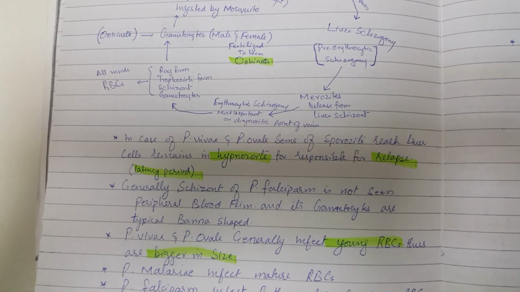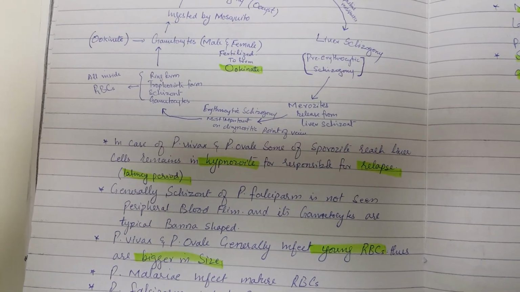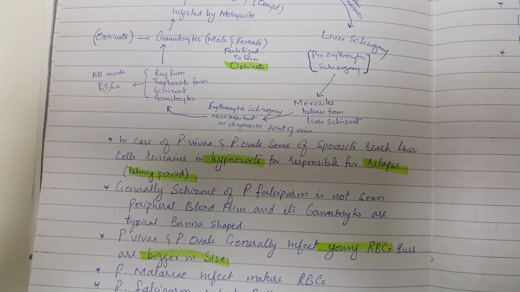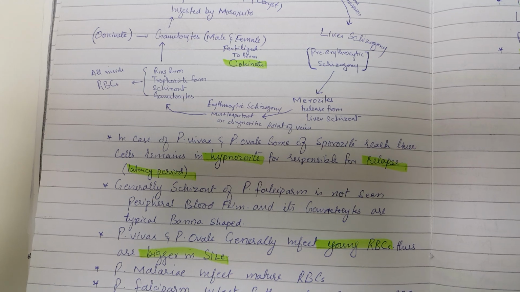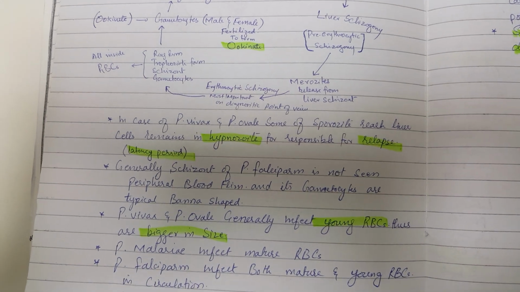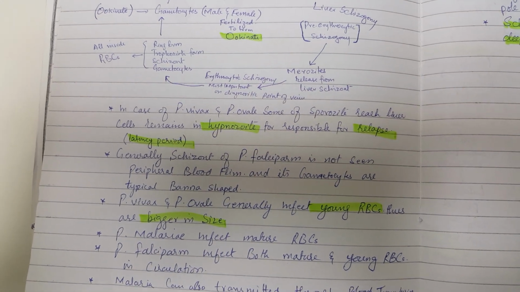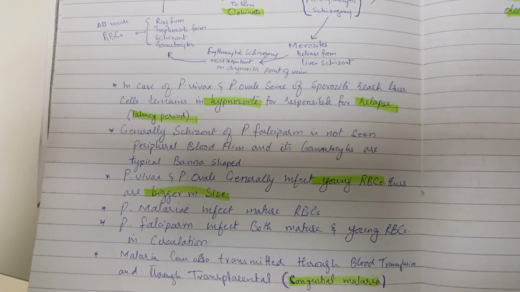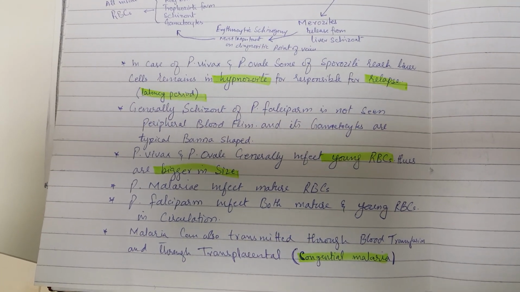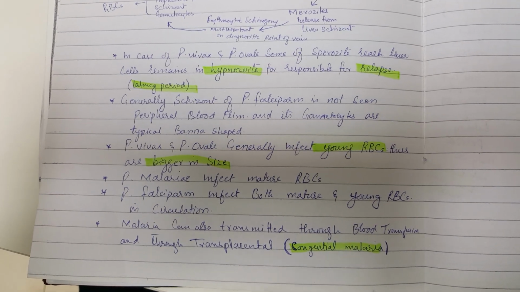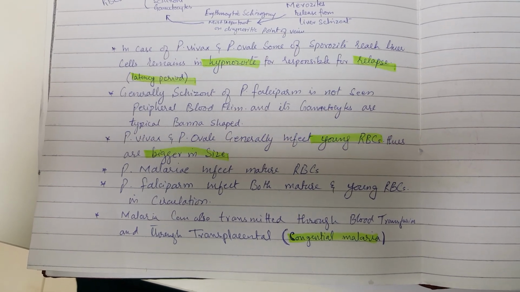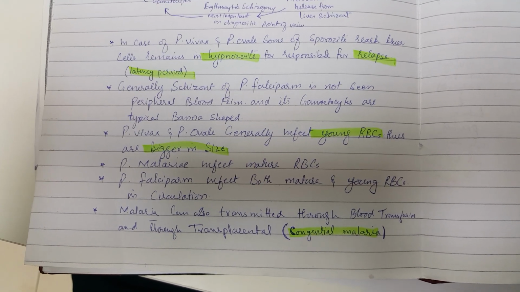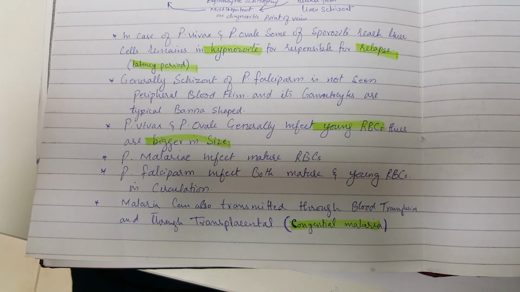In the case of vivax and ovale, some of the sporozoites reach the liver cell and remain as hypnozoites, responsible for relapse after a latency period. In P. vivax and ovale, and generally, the schizont of P. falciparum is not seen in the peripheral blood film. Its gametocytes are typical banana shape. P. vivax and ovale generally infect young RBCs and are bigger in size, while malariae and falciparum differ. Malariae infects mature RBCs, and falciparum infects both mature and young RBCs in the circulation.